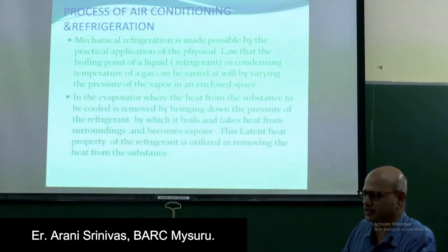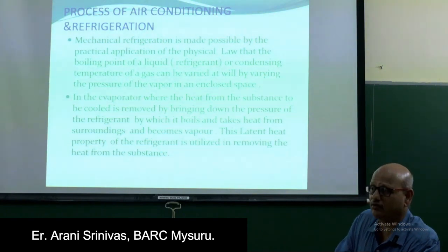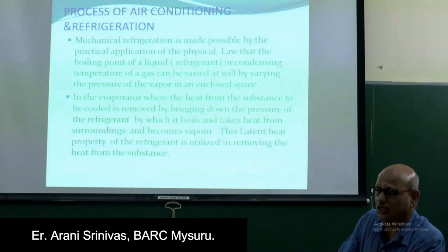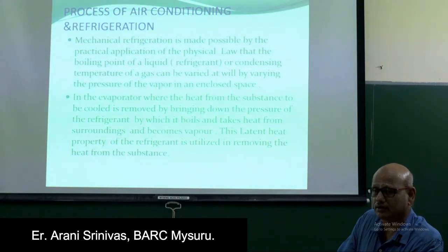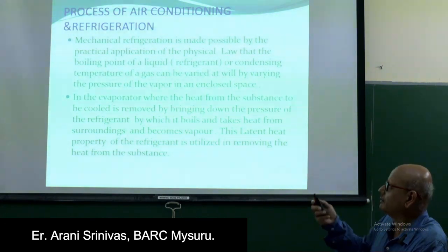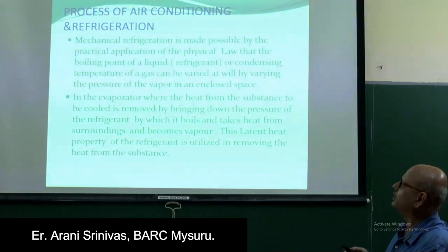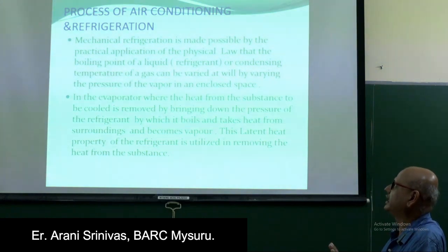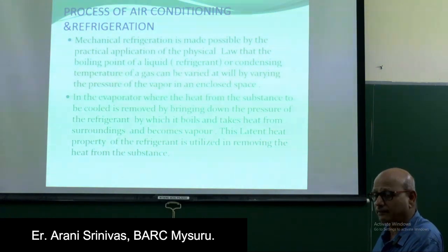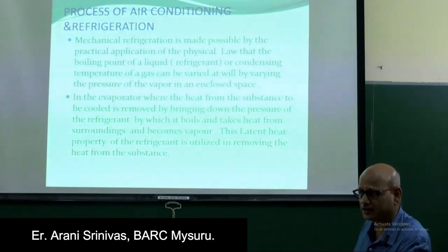This is a very simple thing. We will find a refrigerant which will boil at atmospheric temperature. So again, to condense it, we have to increase the pressure and bring down the temperature for a condensing temperature. That is the basic of this. Liquid refrigerant, temperature of gas can be varied at will by varying the pressure of the vapor in an enclosed space. In a compressor, we try to increase the pressure so that it will condense at atmospheric temperature.